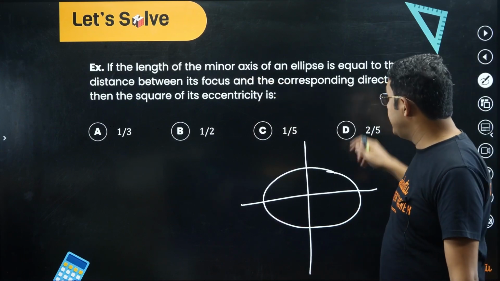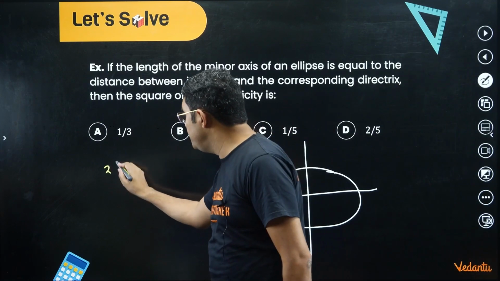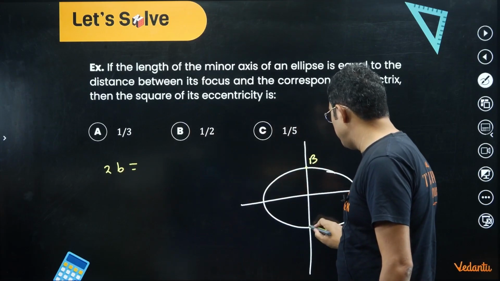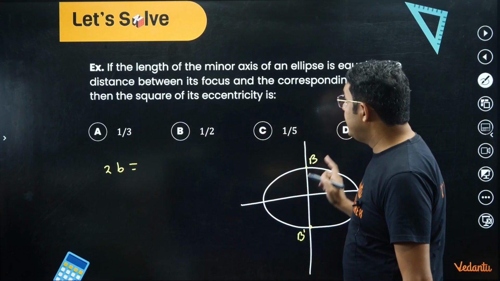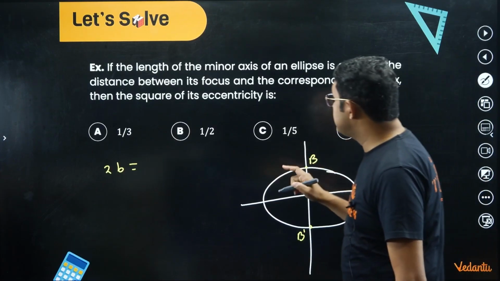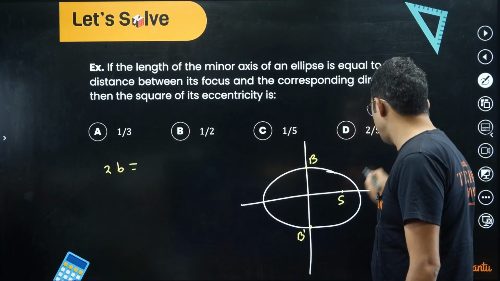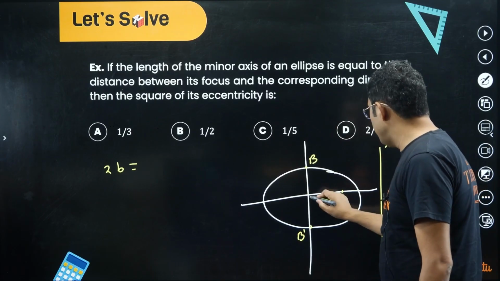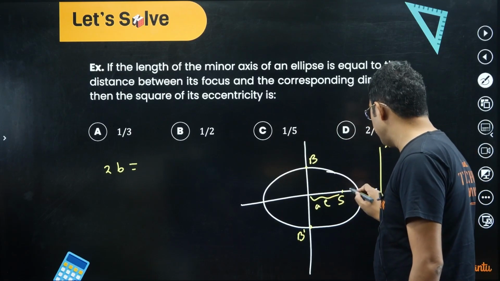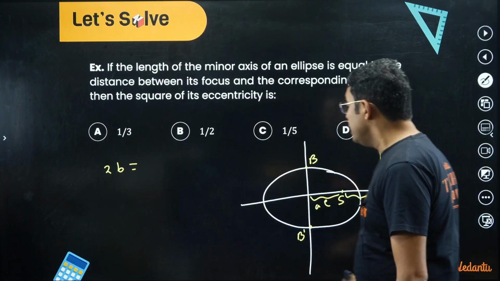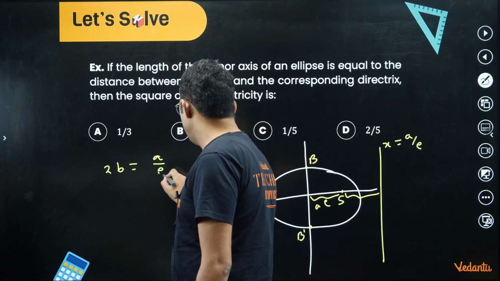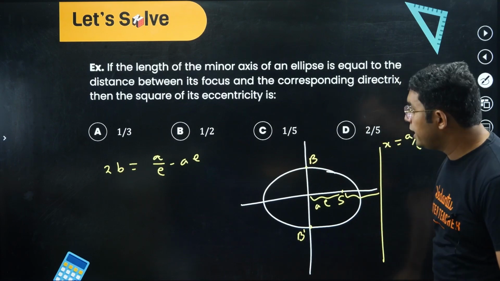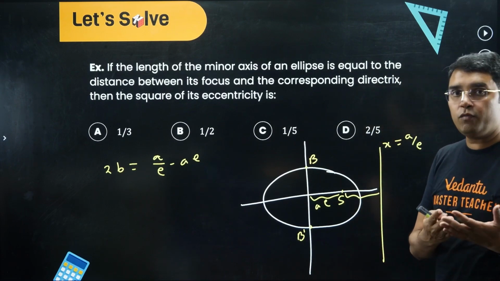So the length of the minor axis is 2b, which means the distance between this point B and this point B dash, and that is equal to the distance between the focus here and the directrix here, that is x is equal to a upon e. And we know the distance from the center to the focus is ae. So this distance will be a upon e minus ae, the distance between focus and corresponding directrix. Then we have to find the square of eccentricity.